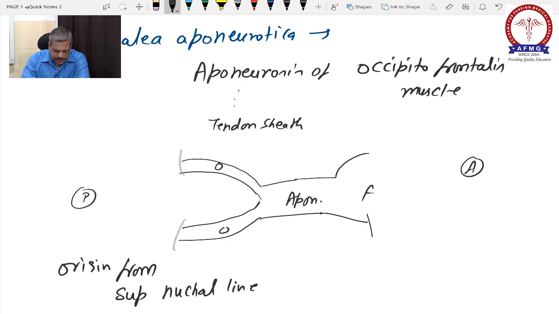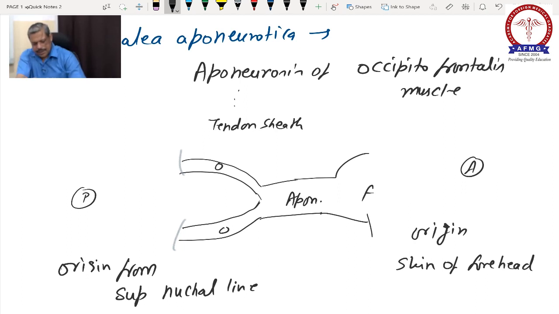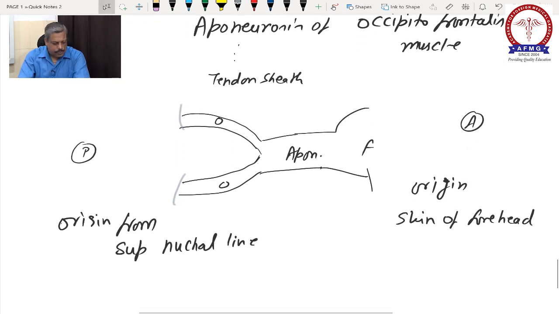This frontal belly, what is its origin? It takes origin from the skin of the forehead. The skin of the forehead gives origin to the frontal belly of occipitofrontalis muscle. Clear? So this is the frontal and this is the occipital belly. Both are connected by the aponeurosis.